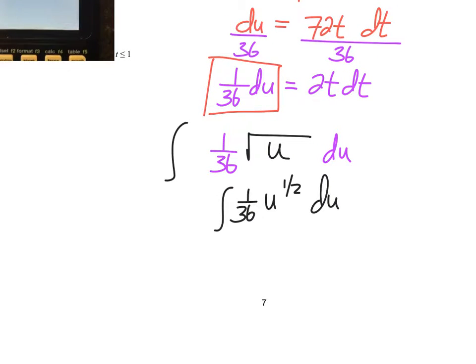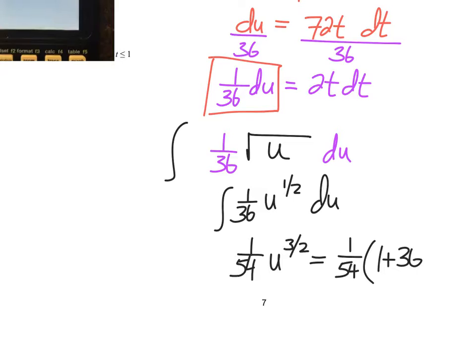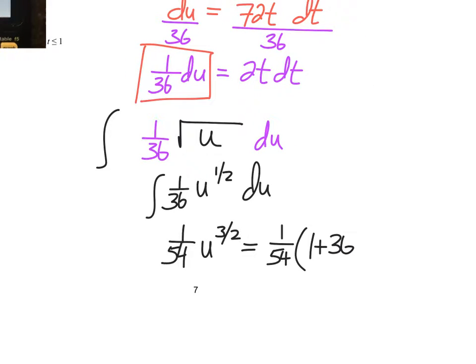Increase the exponent by 1, it becomes 3/2. Divide by the new exponent, so it's the same as multiplying this by 2/3. So we're talking 1 over 54, if I'm not mistaken. Oh wait, we're multiplying it by 2/3. So 1 over 18, just make sure. Yeah, 1 over 54. And so that's the same as 1 over 54 times 1 plus 36 t squared to the 3/2. And then you would evaluate that over 0 to 1.